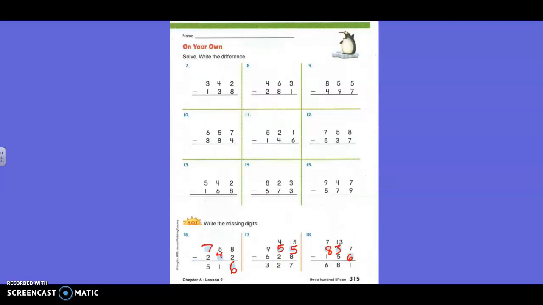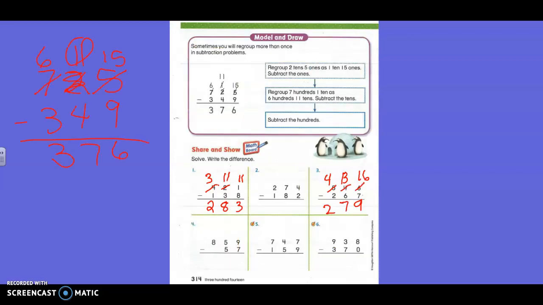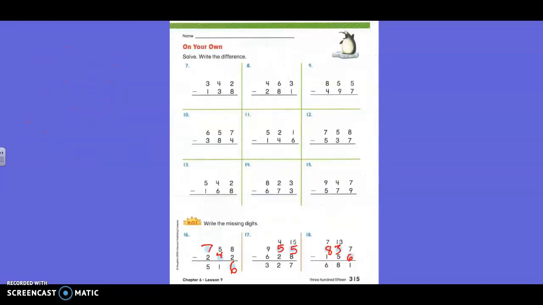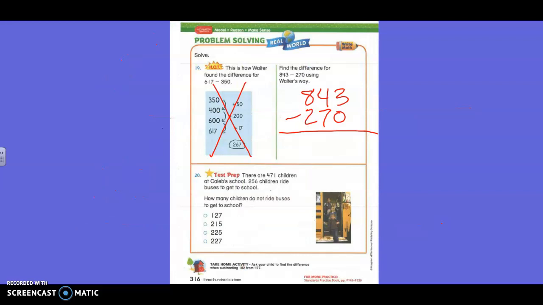So here's what we're going to do. You're going to do 2, 4, 5, 6, 7, 8, and 9 with a partner. And then you're going to do 10, 11, 12, 13, 14, 15 on your own. And then homework will be on your own too. And this page will be on your own.